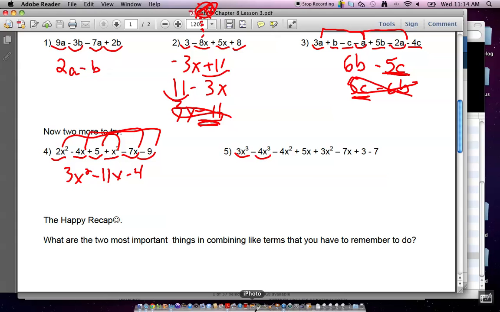All right, 3x cubed and negative 4x cubed, what is that? Negative 1x cubed. Negative x cubed, nice. Now, negative 4x squared and 3x squared, you see how that's different? The cubes were together, now the x squareds are apart, it's just awkward. What's negative 4x squared and 3x squared? Negative x squared. Now I have positive 5x's and negative 7x's, what's that? Negative 2x's, and last but not least, positive 3 and negative 7. Negative 4, and that's my answer. Negative x cubed minus x squared minus 2x minus 4. Any questions? Any at all?